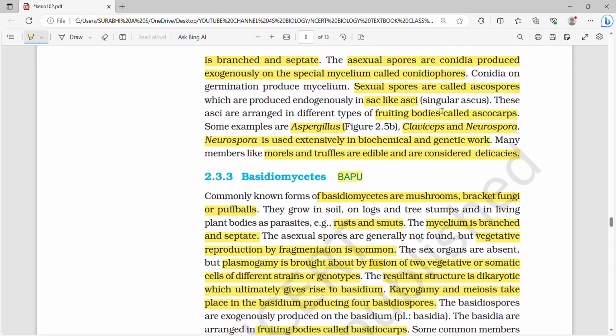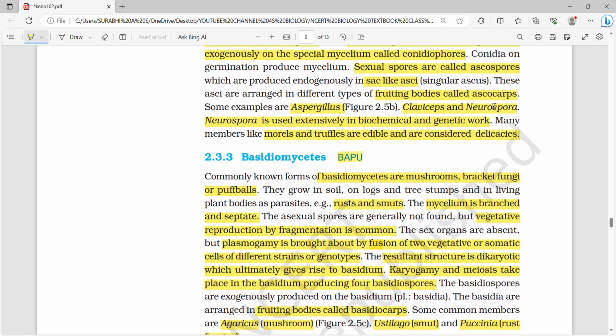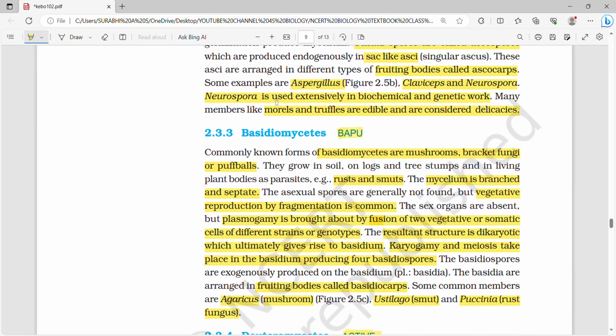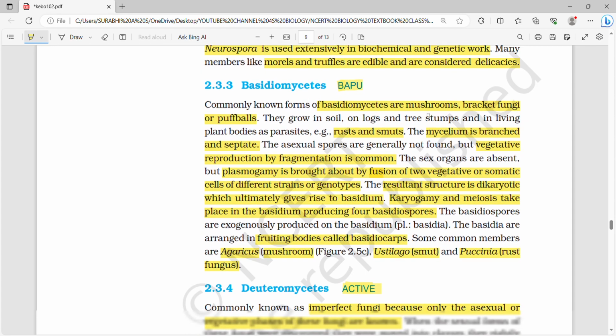The asexual spores are conidia, produced exogenously on special mycelium called conidiophores. The sexual spores are called ascospores, produced in sac-like asci, singular ascus, and the fruiting body is called ascocarp. Examples are Aspergillus, Claviceps, and Neurospora. You can remember this: Claviceps, Aspergillus, Neurospora, ascomycetes. So CANNA. Neurospora is medicinally important because it is used in biochemical and genetic work, and morels and truffles are edible and used as delicacies.